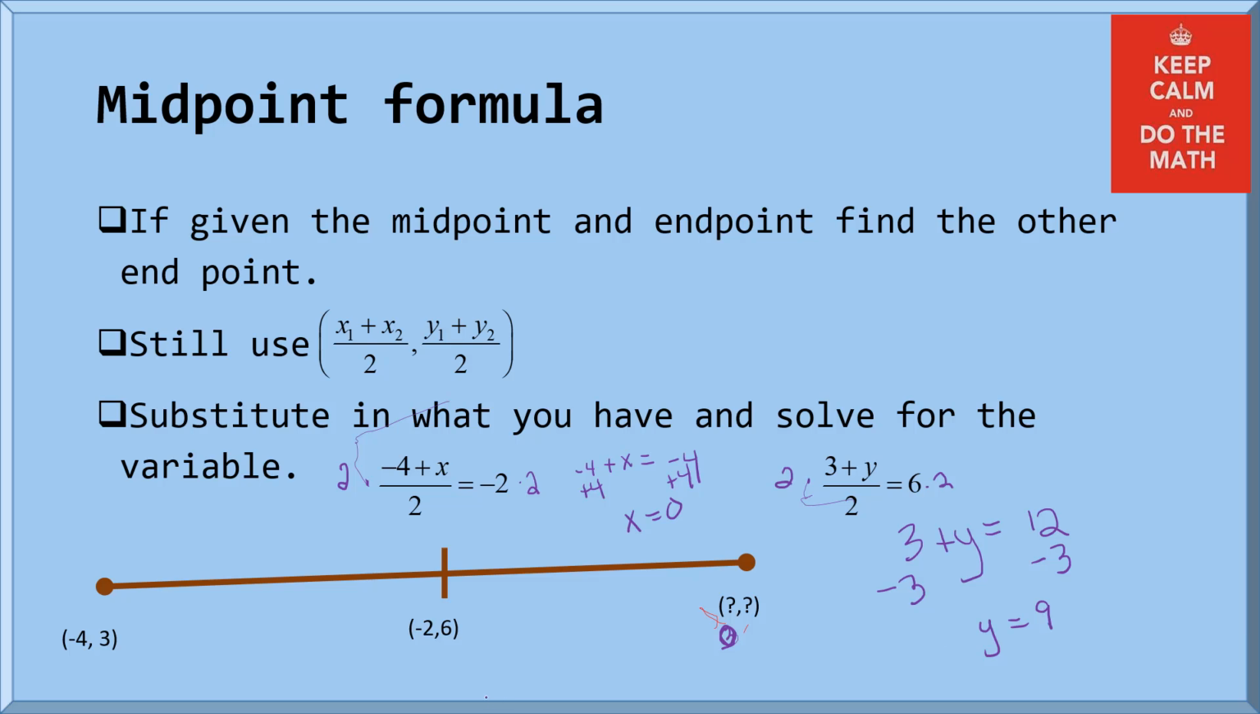So our midpoint formula has given us that the second endpoint is going to be (0, 9). And that is our endpoint.